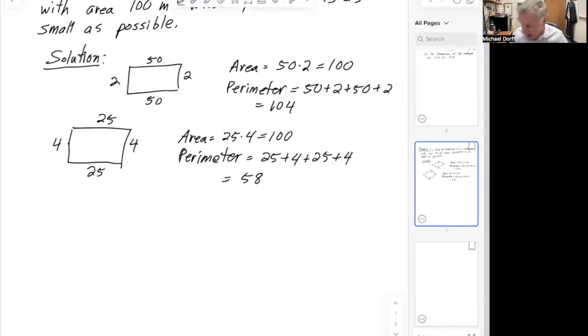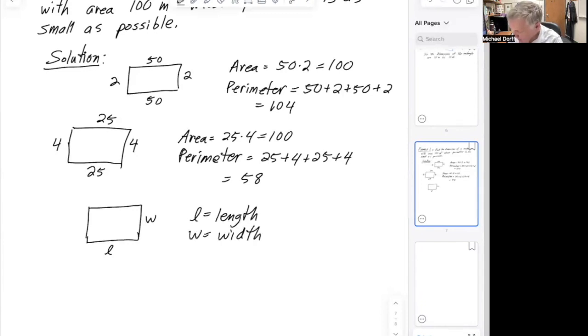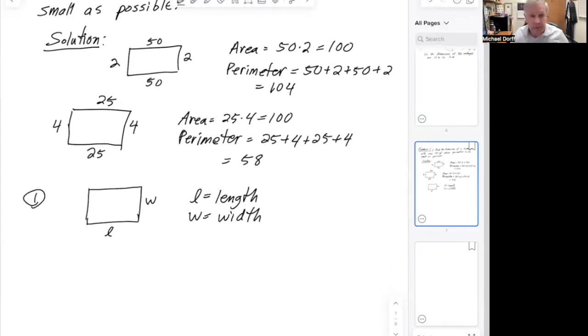Well, to do this, we're going to use math, and we're going to draw a general rectangle, and we're going to call the bottom side L and the right side W, where L is equal to the length of the rectangle, and W is equal to the width. All right, this is now where I'm starting part 1 of solving this problem. I've defined my variables, L and W, and I'm given an equation in the problem. I'm told that the area equals 100. So area, which is L times W, equals 100.